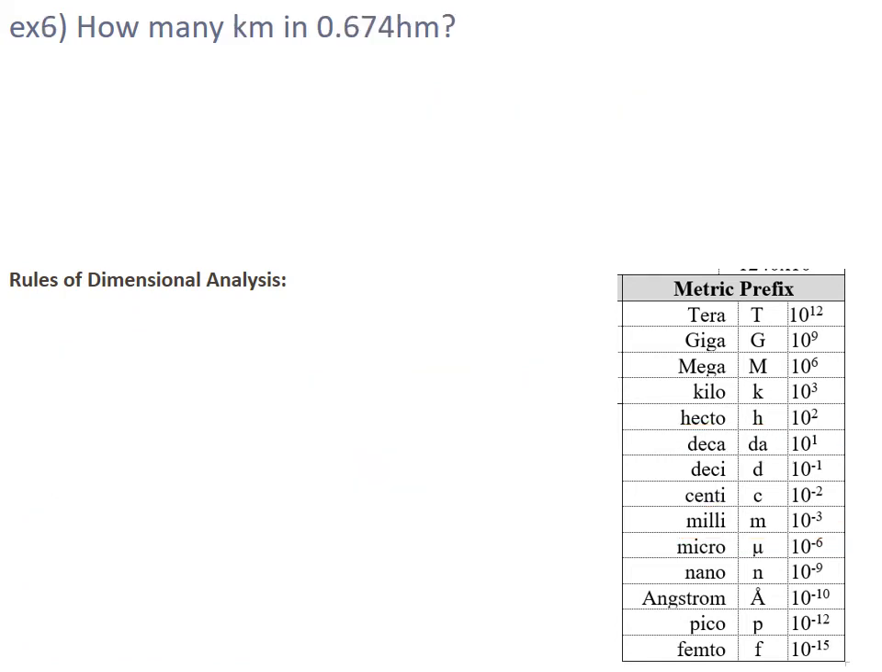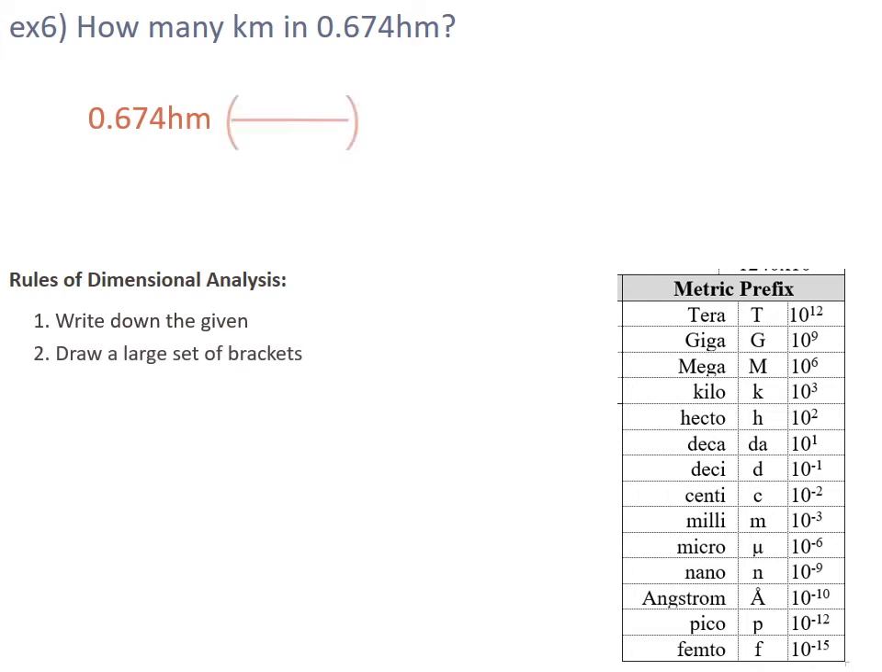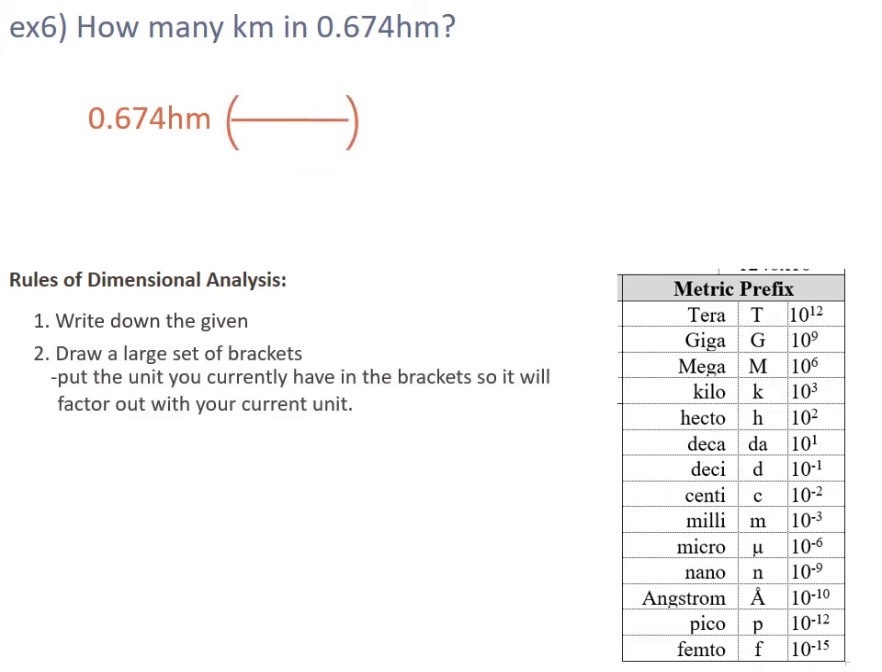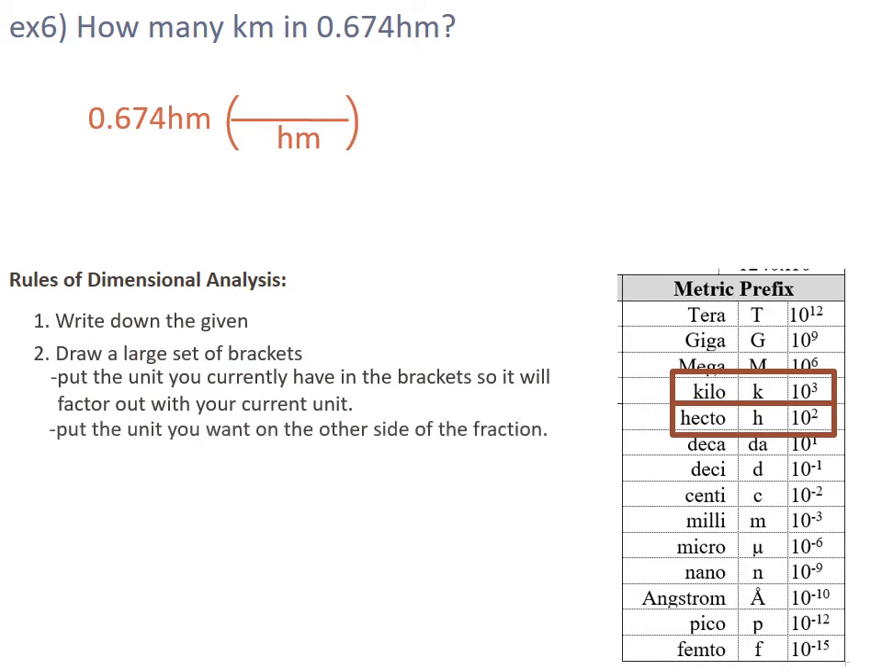Example 6. How many kilometers in 0.674 hectometers? Again, start by writing down the given, and then a large set of brackets. I have hectometers. If I want to get rid of hectometers, I'm going to put it in the bottom. And the unit I want to find, I'll put in the top. The problem is hecto and kilo are on two different lines. So I don't want to jump directly to kilometers. Instead, I'm going to go to meters first.